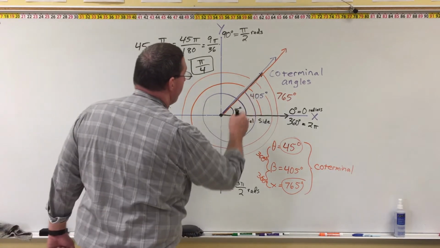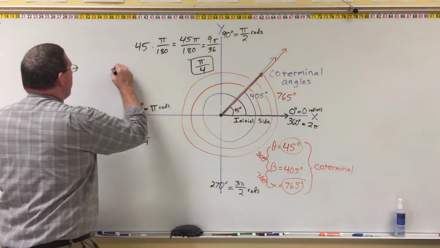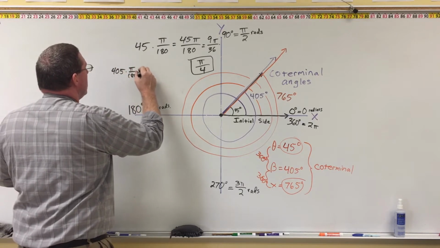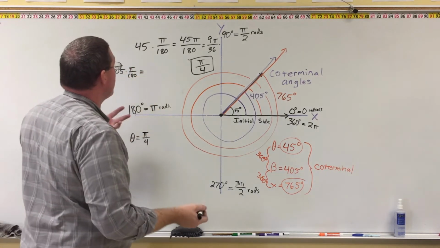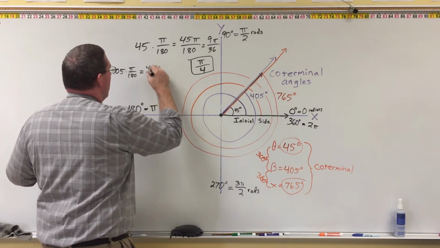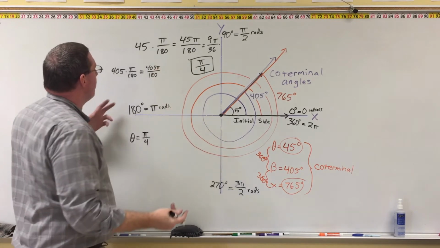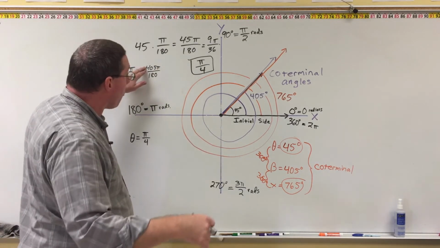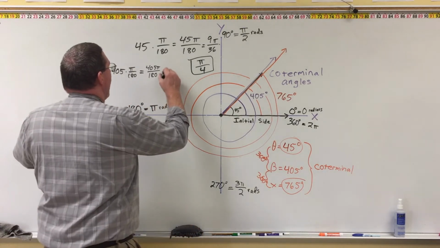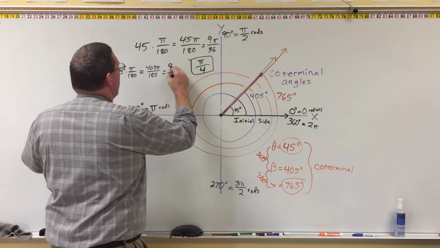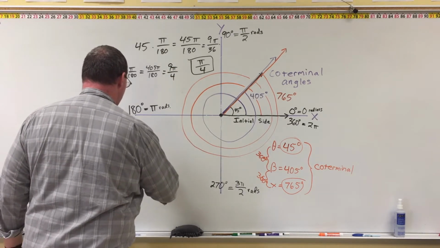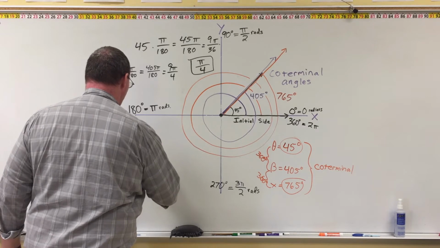Okay, well, how about 405 degrees? All right, 405 times pi over 180 is going to be equal to, I'm actually going to cut to the chase for you. If you did this and you did 405 pi over 180, you could then divide 405 by 45, and you can divide 180 by 45, and you would get 9 pi over 4. And so angle beta, the second one there, is going to be 9 pi over 4.